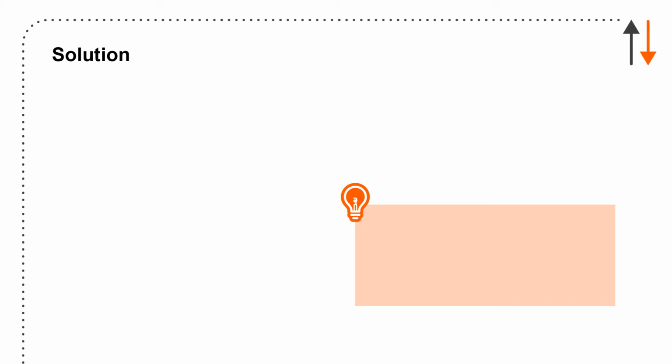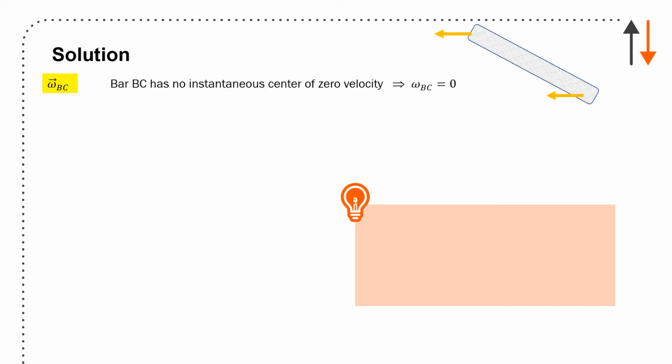So if I want to look at the solution, what I have to do is start breaking it up into the parts. And the first thing I'm going to look at is omega BC. And I know bar BC has no instantaneous center of zero velocity because if I look at this diagram right here, I have the two points, B and C, and the whole thing, and everything is parallel.